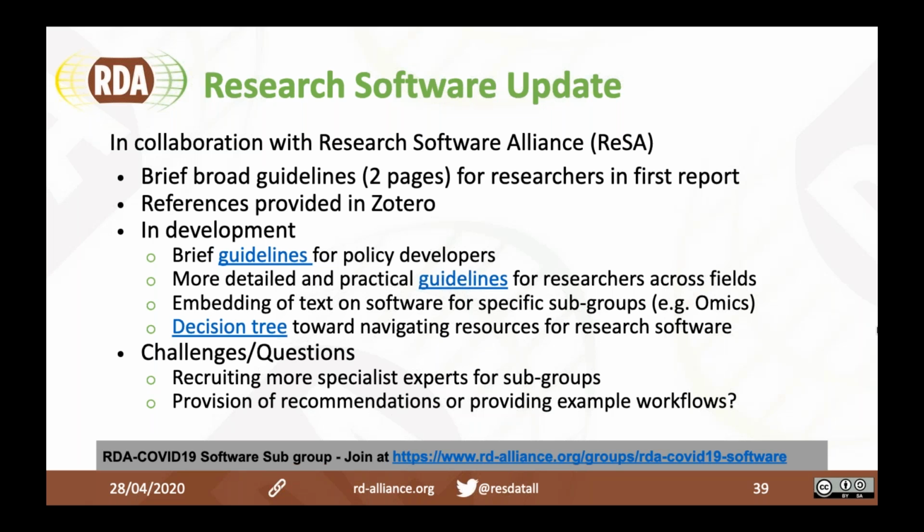Now, going forward, there are multiple challenges, but the two that have jumped out initially are, first, ensuring that we recruit more specialists for the individual subgroups to advise on software, really burrowing down into what's good, for example, for the omics group and so on. There's also the question of whether we continue to provide more specialist recommendations, or should we be doing other activities like providing example computational workflows for various tasks for people to go forward with?